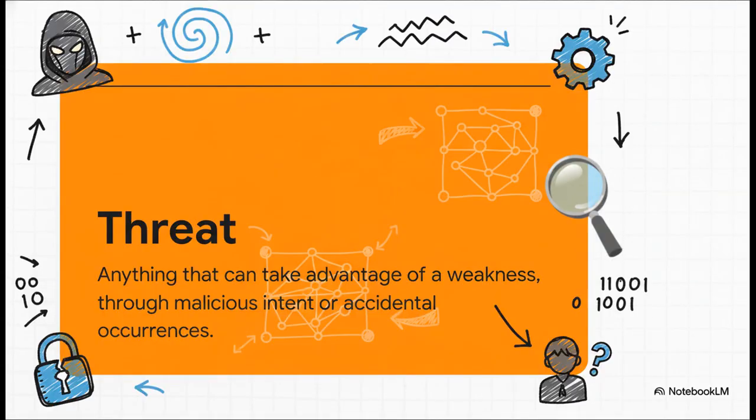Next, you have the threat. This is the force that could take advantage of that vulnerability. So if your unpatched server is the gap in your armor, the threat is the hacker who's out there actively scanning for that exact weakness. But hey, it's not always malicious. A threat could also be a well-meaning employee who accidentally deletes a critical file.